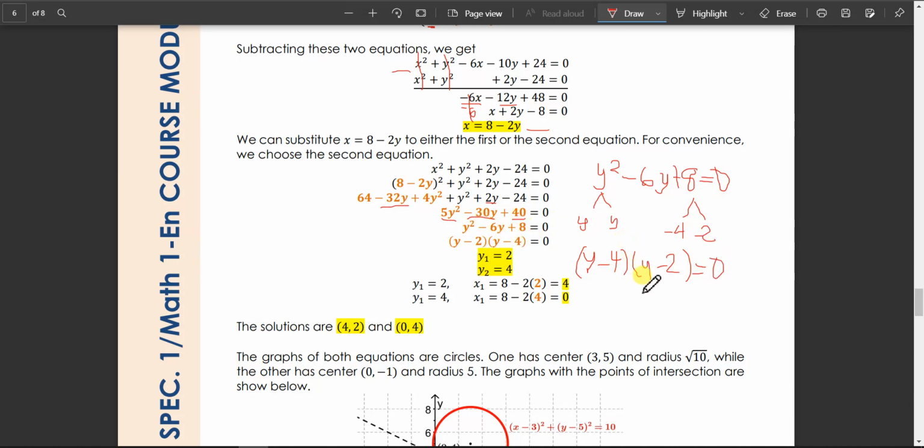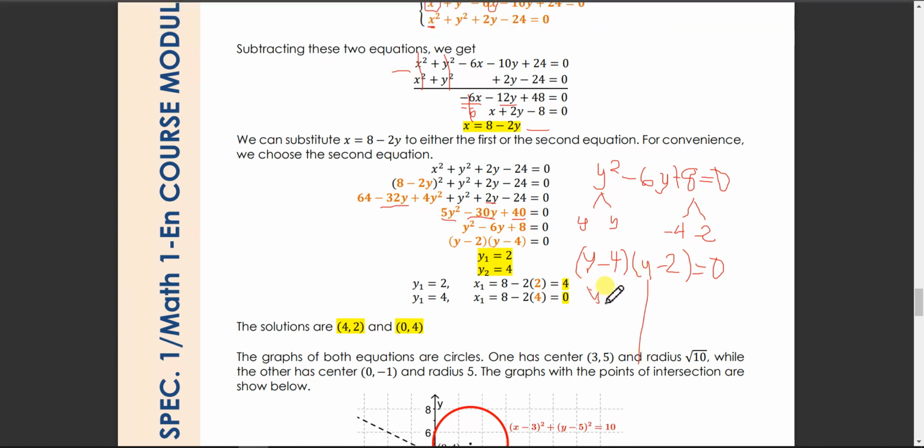Then we solve for our y's. On this side, y minus 4 is equal to 0, so y is equal to positive 4. Then y minus 2 is equal to 0, so transferring, y is equal to positive 2. So we have two values of y: y1 is equal to 2, y2 is equal to 4.